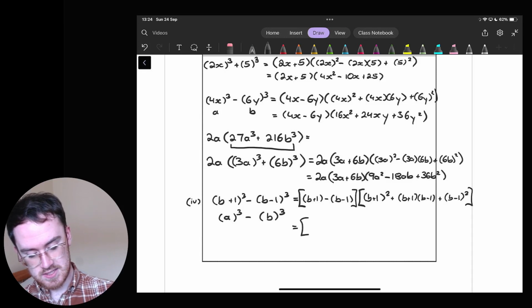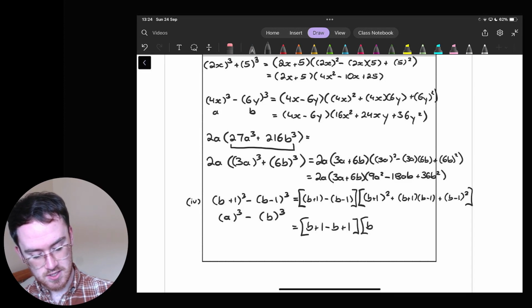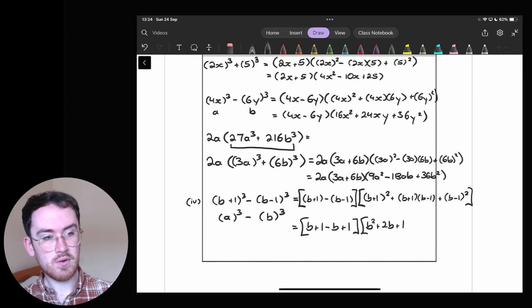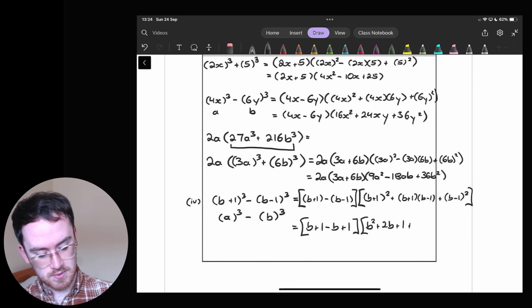So let's just finish by subbing this out. b squared, minus b, or sorry, I'm multiplying this out incorrectly. So we have (b plus 1) minus (b minus 1). And then inside my brackets here, b squared plus 2b plus 1. We can multiply out this middle bracket here as well and get b squared minus b plus b minus 1. And our last bracket, b squared minus 2b plus 1.